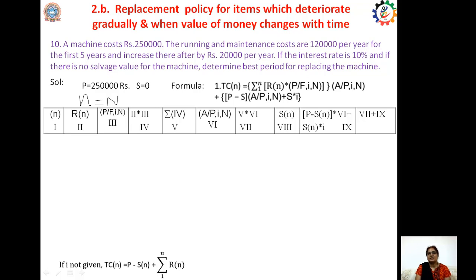Next is 7th and 9th. 7th and 9th you add, you get the final column. See the pattern of values, wherever the minimum value is there, pick it. The corresponding year you say is for replacement.